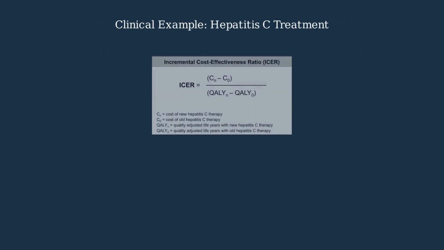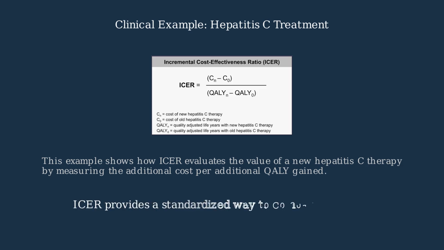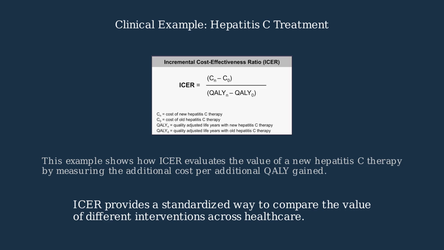Let's look at a practical example. When evaluating a new hepatitis C therapy compared to an old therapy, the ICER formula calculates the additional cost per additional quality-adjusted life year gained. The ICER tells us how much additional money needs to be spent to gain one extra quality-adjusted life year with the new therapy compared to the old one. Ultimately, ICER provides a standardized way to compare the value of different interventions across healthcare, helping decision makers allocate resources efficiently.